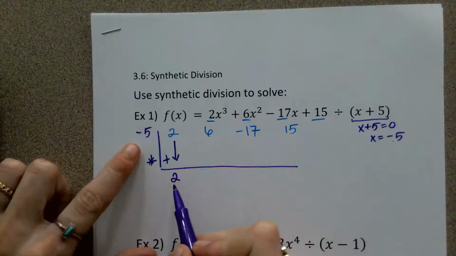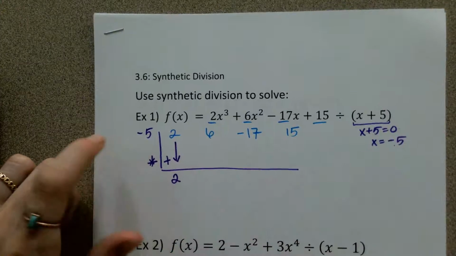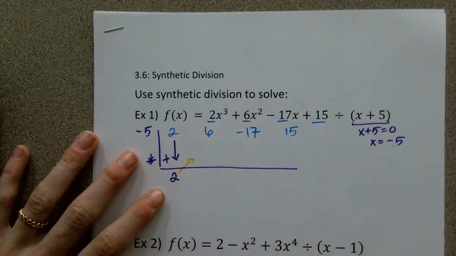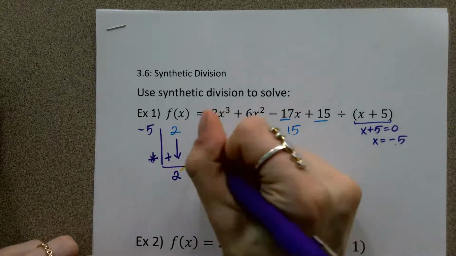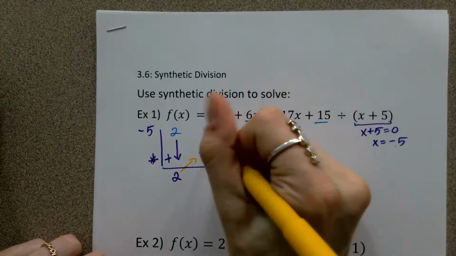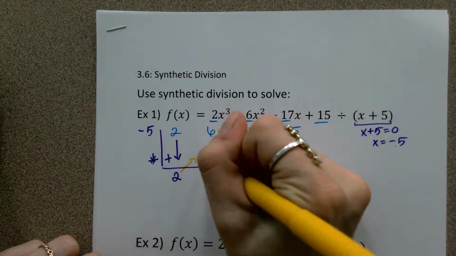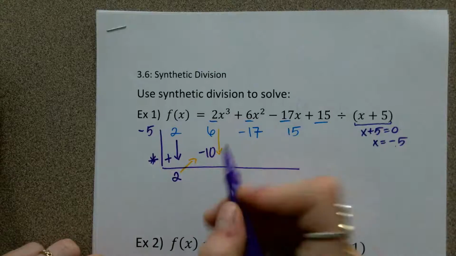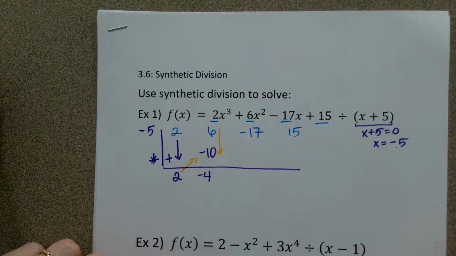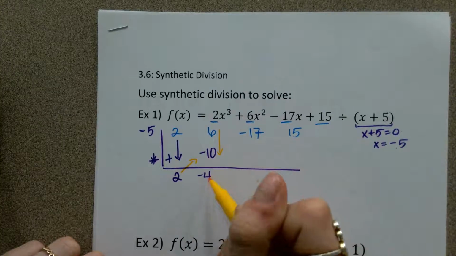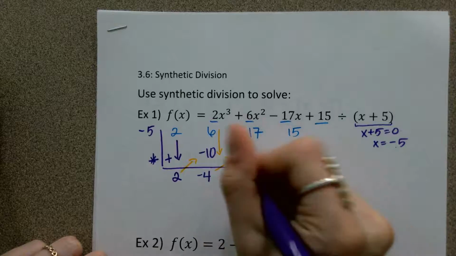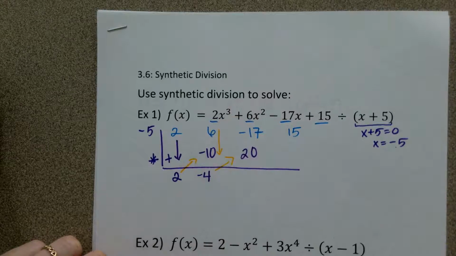First we're going to have negative 5 times 2, and that's going to come right on the inside. So negative 5 times 2 is negative 10. Then we add those numbers down. We have 6 plus negative 10, which is going to get me negative 4. Then I have negative 4 times negative 5, which is going to give me positive 20.